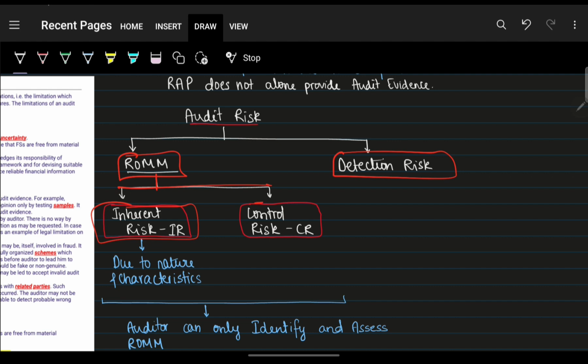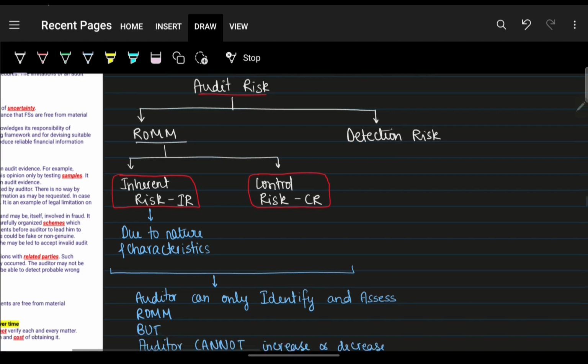And then next is control risk. The control risk is basically the risk that the control systems of that particular entity have not worked. What is detection risk? Detection risk is the risk that even after applying the audit procedures, there is material misstatement. Okay, so that is the detection risk.